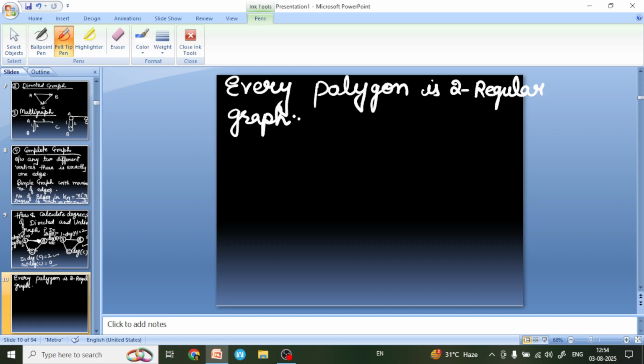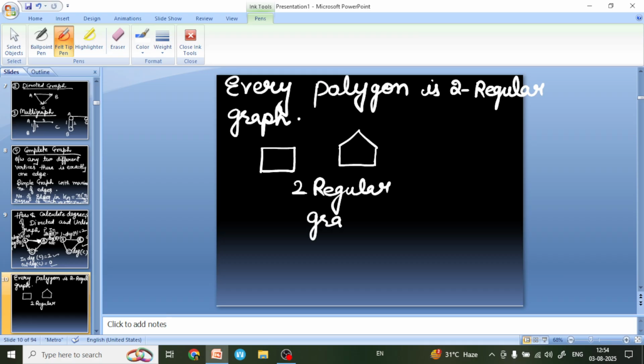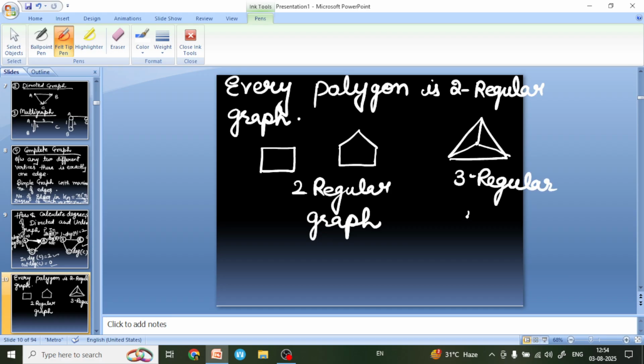And examples of 2 regular graphs: these are 2 regular graphs, and this is an example of a 3 regular graph.